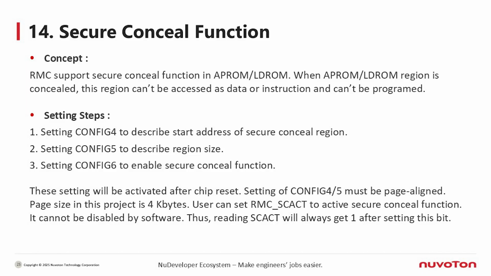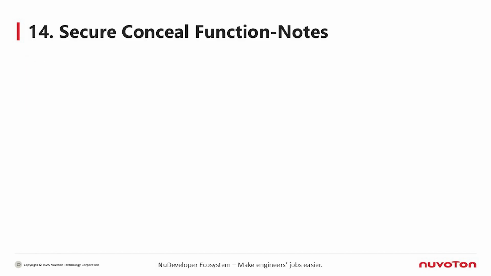User can set RMCSC-ACT to activate secure conceal function. It cannot be disabled by software. Thus, reading SC-ACT will always get one after setting this bit. When using the secure conceal function, please pay attention to the following points.